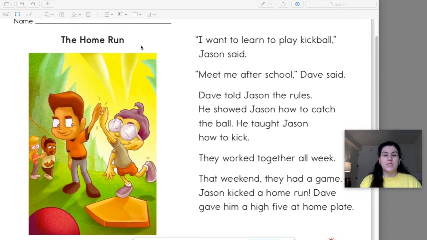The title of the story is The Home Run. You can read along with me as I read it out loud to you.